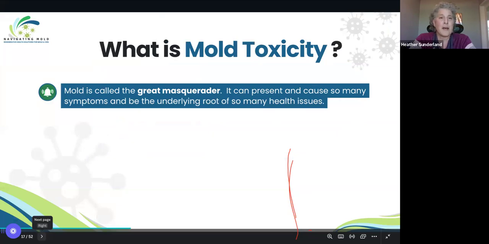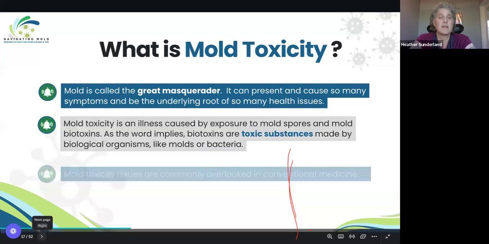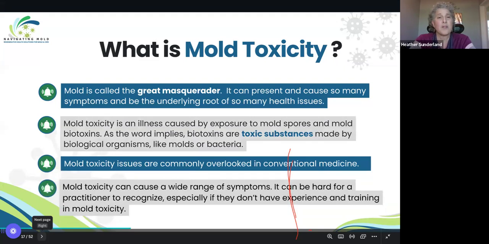But mold is a great masquerader. It presents as so many other issues where people get labels of asthma, sinus infections, fibromyalgia. It's an illness caused by exposure to the mold spores and then the other biotoxins that come with water damage. So that could be bacteria, endotoxins, mycotoxins. It's often overlooked in conventional medicine because no one's really trained in conventional medicine to address mold toxicity, neither even in the holistic world. It was missed on my journey.